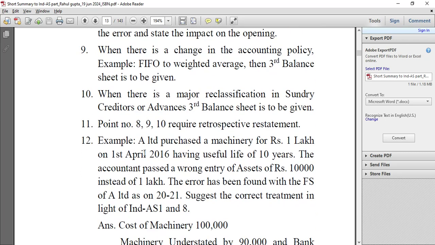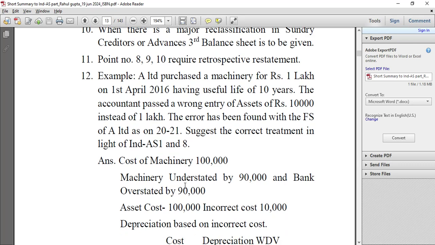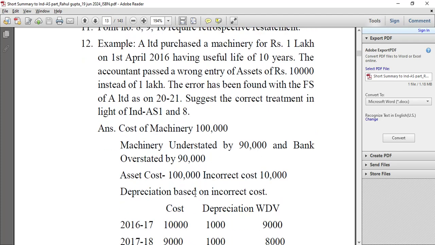A Limited purchased a machinery of 1 lakh on 1st April 2016, having a useful life of 10 years. The accountant passed a wrong entry of assets of 10,000 instead of rupees 1 lakh. The error was found in the financial statements of A Limited in 2021. Suggest the correct treatment in light of Ind-AS 1 and Ind-AS 8. Cost of machinery 1 lakh. Machinery understated by 90,000 and bank overstated by 90,000.